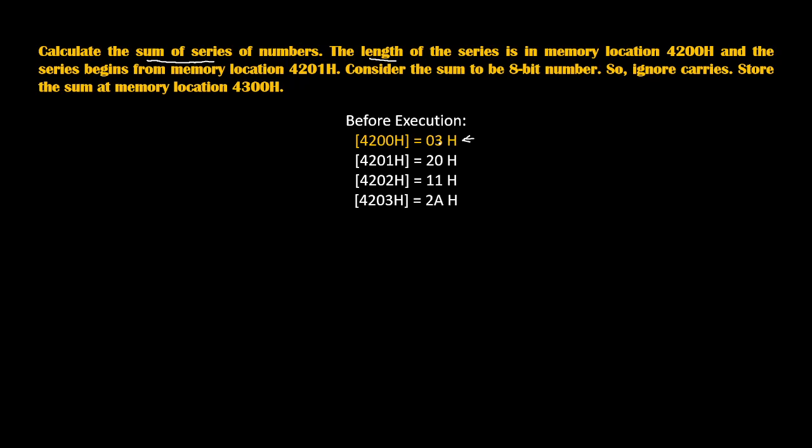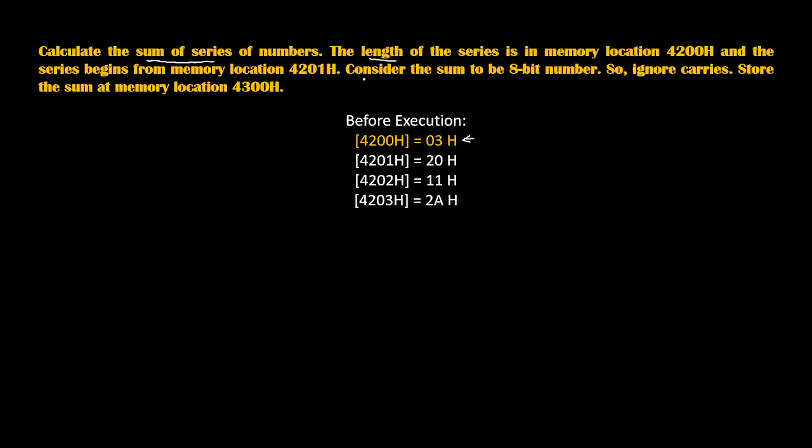Since the length is 03, from 4201 we will see three consecutive memory locations: 4201, 4202 and 4203. We need to add these three contents, and we have considered that these contents are 20, 11 and 2A respectively.